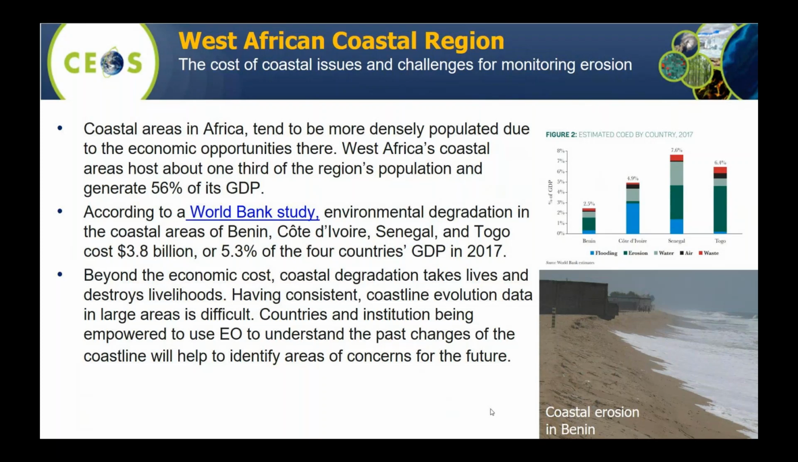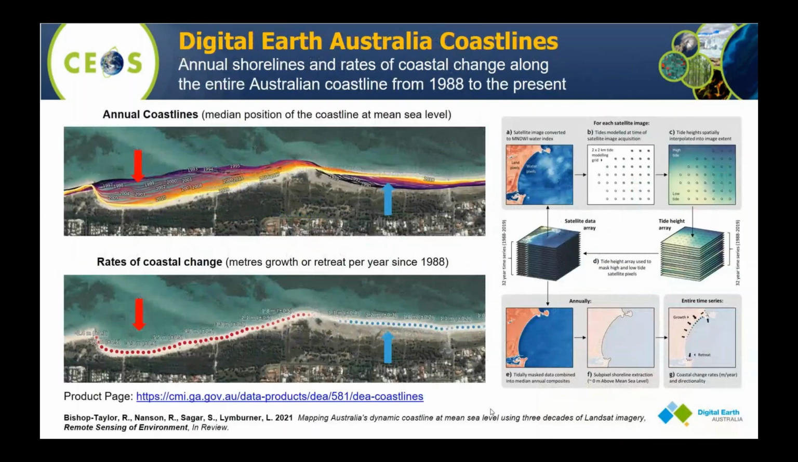So within Australia, we're tackling this problem within the Digital Earth Australia program, which is our open data cube instance. We've developed the Coastlines product. Now, this is a product that leverages the 30-year or 32-year time series of Landsat data that we manage, paired up with tidal height modelling, and enables us to generate annual coastlines, which looks at the median position of the coastline across each year of that archive at mean sea level.